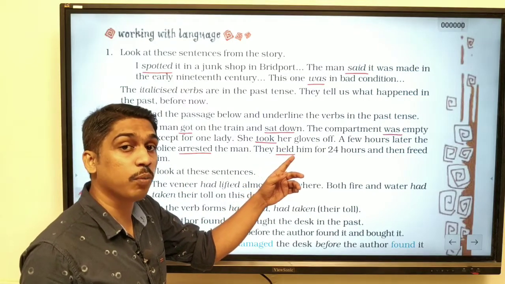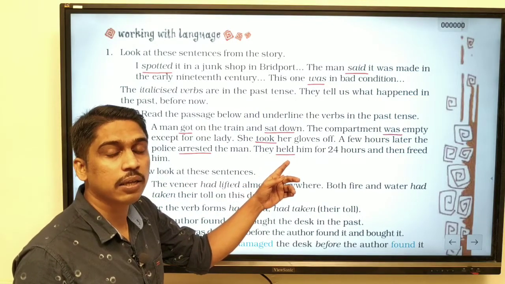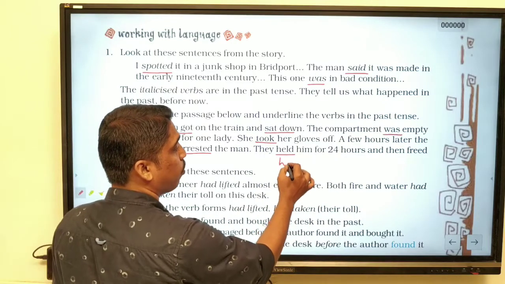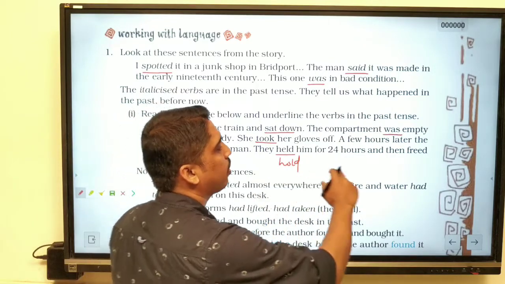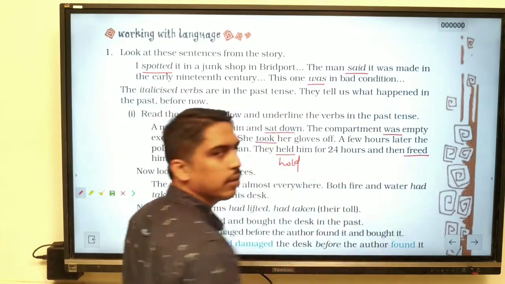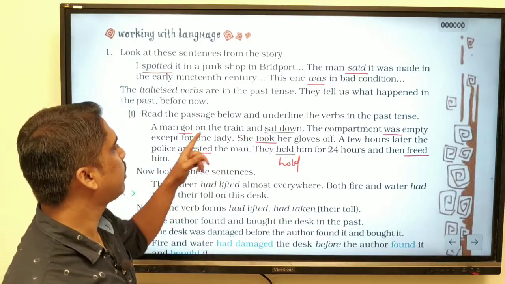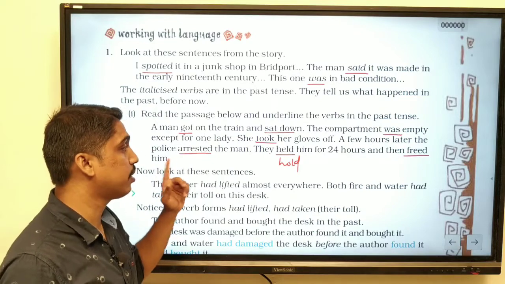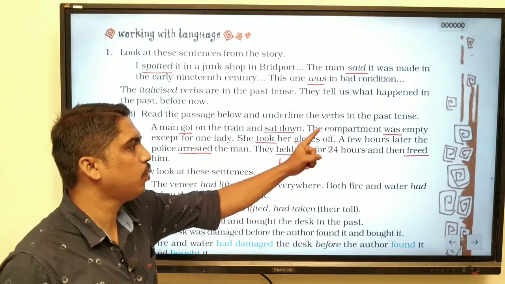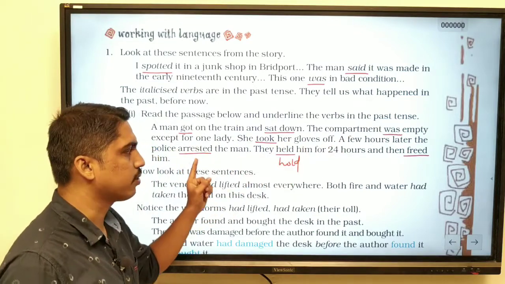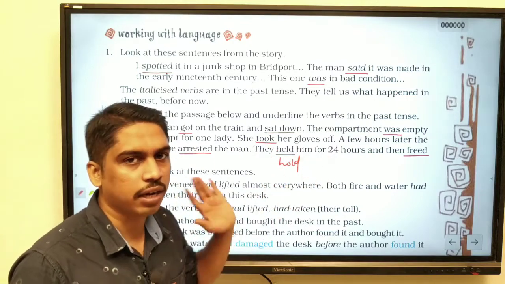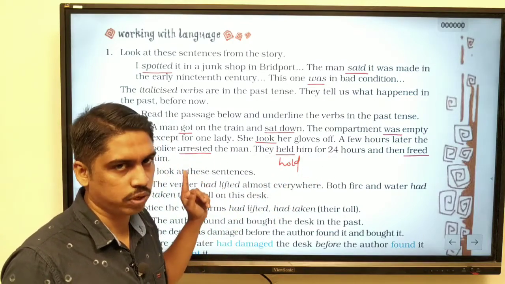Which is the present form of held? Yes, hold. It is the past form of hold. And then freed. It is the past form of free. So these are the past tense verbs, simple past tense verbs. Got, sat down, was, took, arrested, held and freed. This you have to write into notebook.